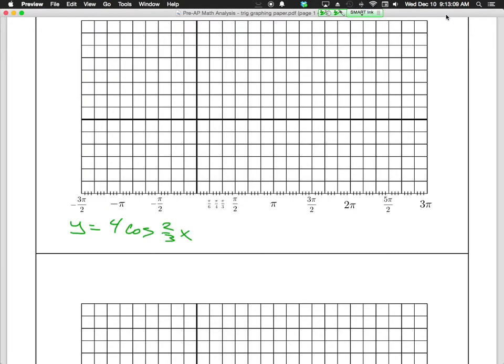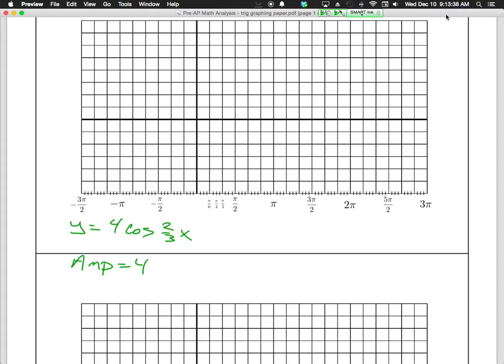I have y equals 4 cosine of 2 over 3x. So, what do we want to do first? Amplitude. What's my amplitude going to be? 4. My amplitude is going to be 4. So what does the amplitude tell me? Where you're starting at. It can only go up to 4, and it can only go down to negative 4.